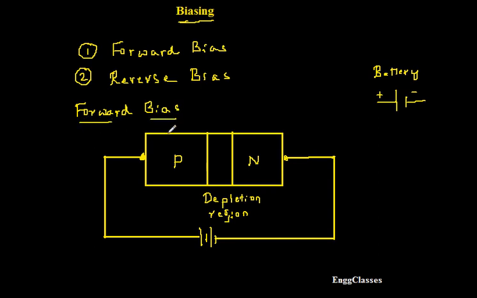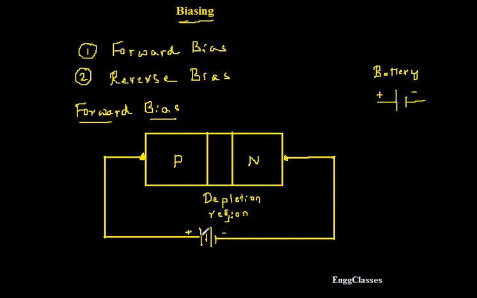Why is it forward biased? Because the p-type of the diode has been connected to the positive terminal of the battery, and the n-type of the diode has been connected to the negative terminal of the battery. Hence I make it forward biased. So what happens if I make it forward biased? That also I should understand.